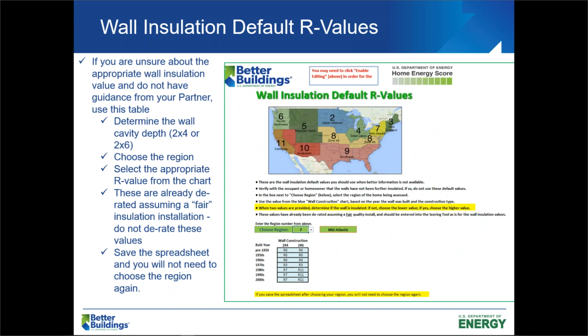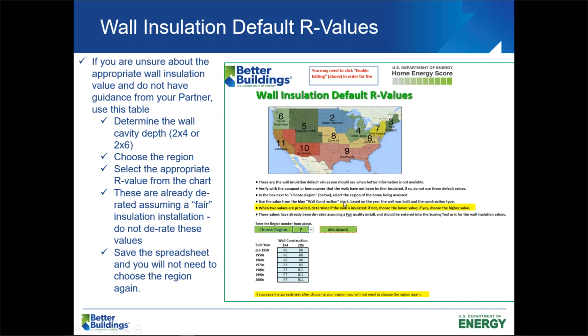Wall insulation default R values. So we've had quite a bit of questions over the past few years about how do we determine wall R values, and there are all sorts of procedures for doing so, and none of them are really very effective. But one of our national labs did some work and came up with what they believe to be reasonable default values based on location, house age, and stud depth. And that's what this page will do.